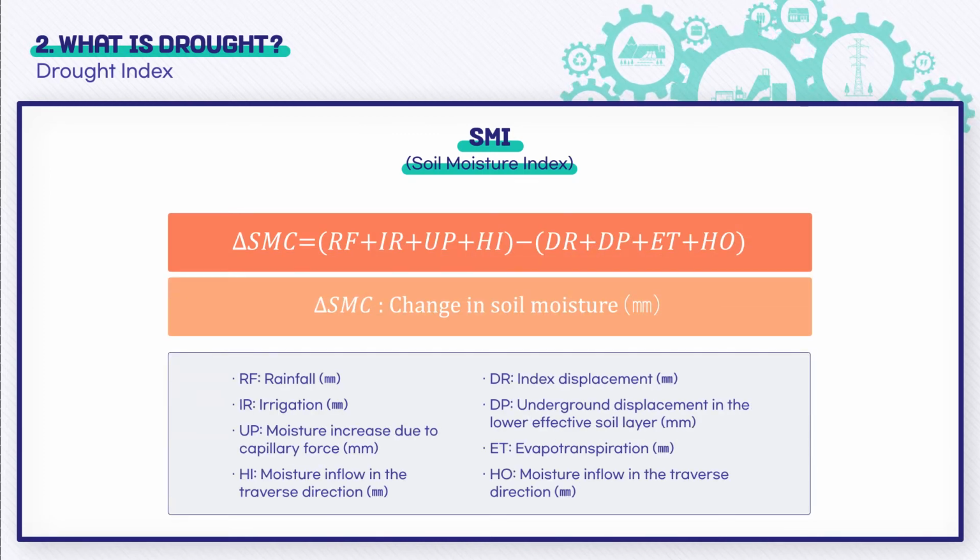As shown in the image, the amount of moisture increase by precipitation, irrigation, and the amount of moisture inflow in the transverse direction are factors that increase soil moisture conditions. Other factors in the index, such as displacement, underground displacement in the lower effective soil, evapotranspiration, and the amount of moisture outflow in the transverse direction reduce soil moisture conditions. Thus, the condition of soil moisture can be calculated by finding the differences in these factors.